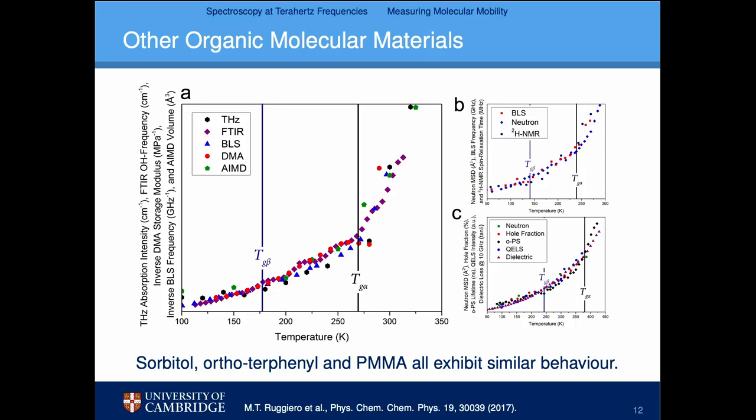Here are some further examples from the literature for a non-hydrogen bonding rigid molecule such as ortho-terphenyl, for instance, as well as a linear polymer such as polymethyl methacrylate here. And in all those cases, the Tg beta can be observed.